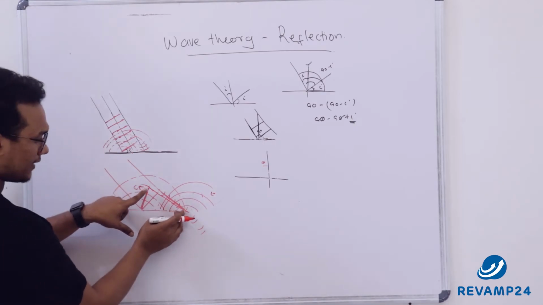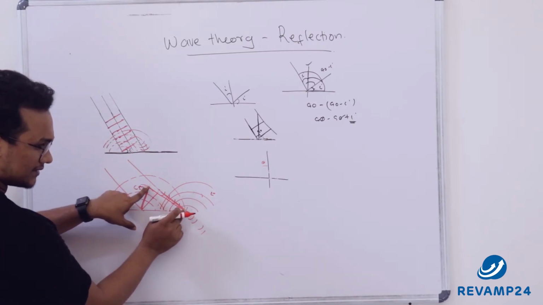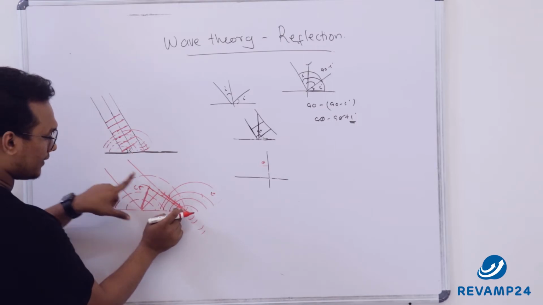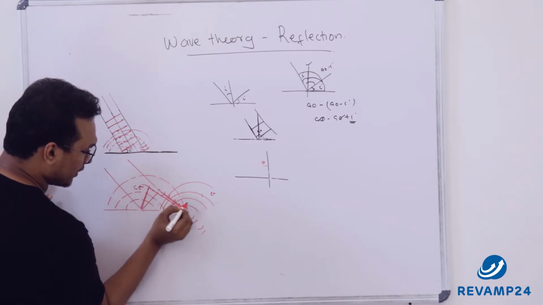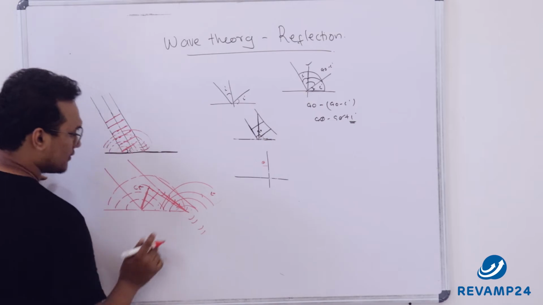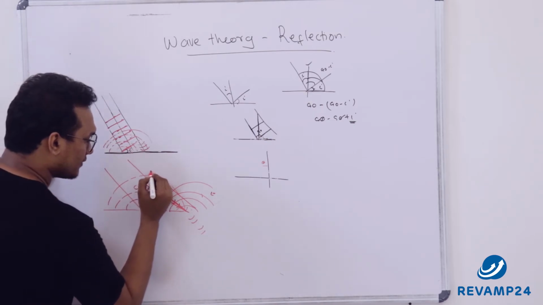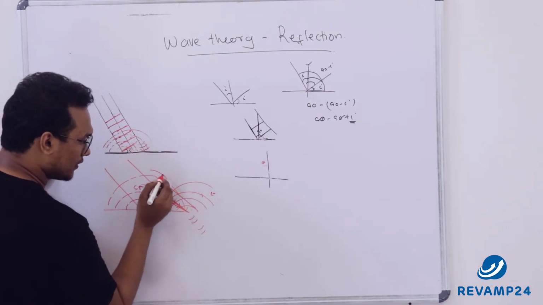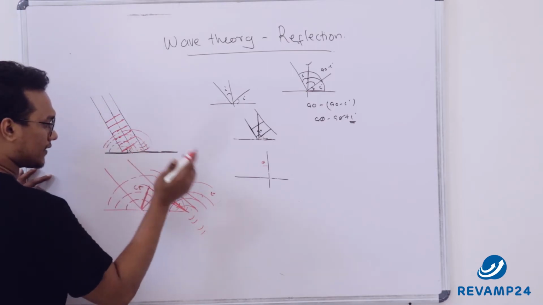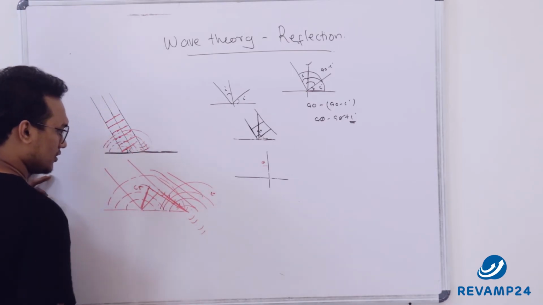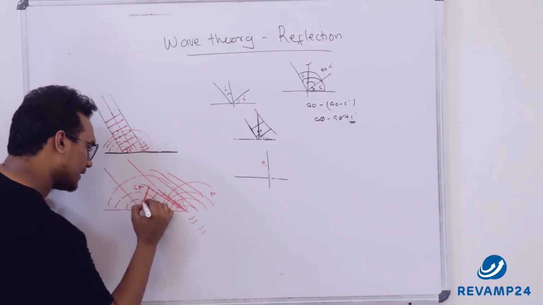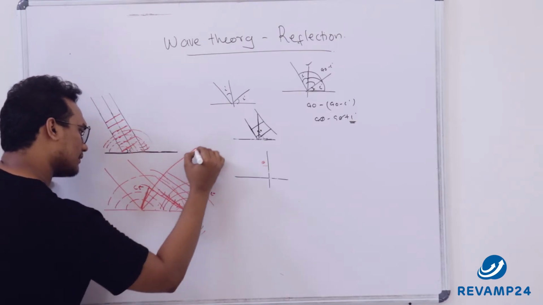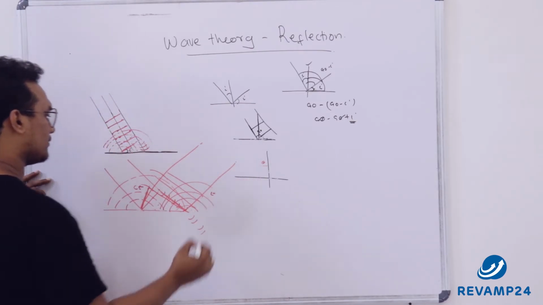Now after this, what would be the next wavefront? A common tangent to these two rays. So this would be this. After 1 more second, this wavefront would be here. This wavefront is here. After 1 more second, this one. So connecting these two wavefronts, I will get an incident and reflected ray in this way.